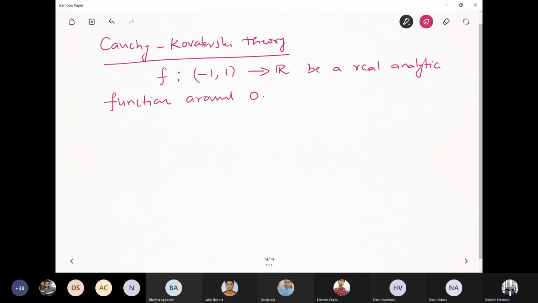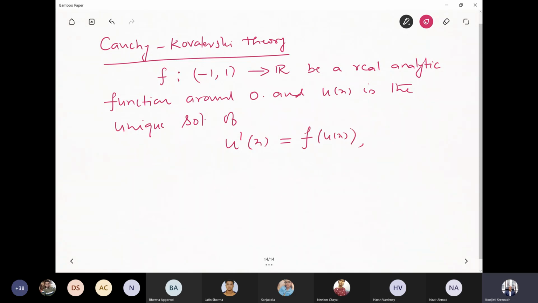And you also know that u(x) is the unique solution of the equation u prime of x equals f of x, with u at 0 equal to 0. Doesn't matter, then u is real analytic.